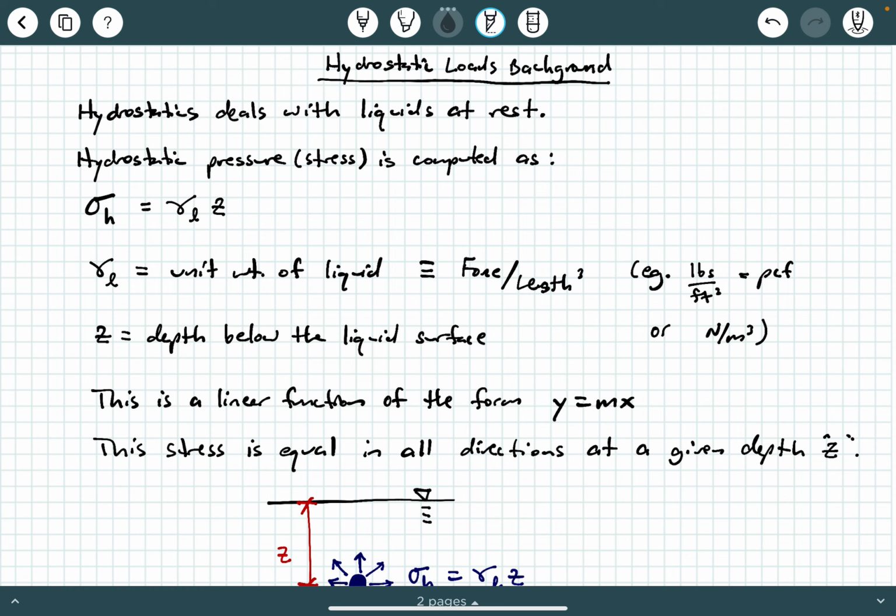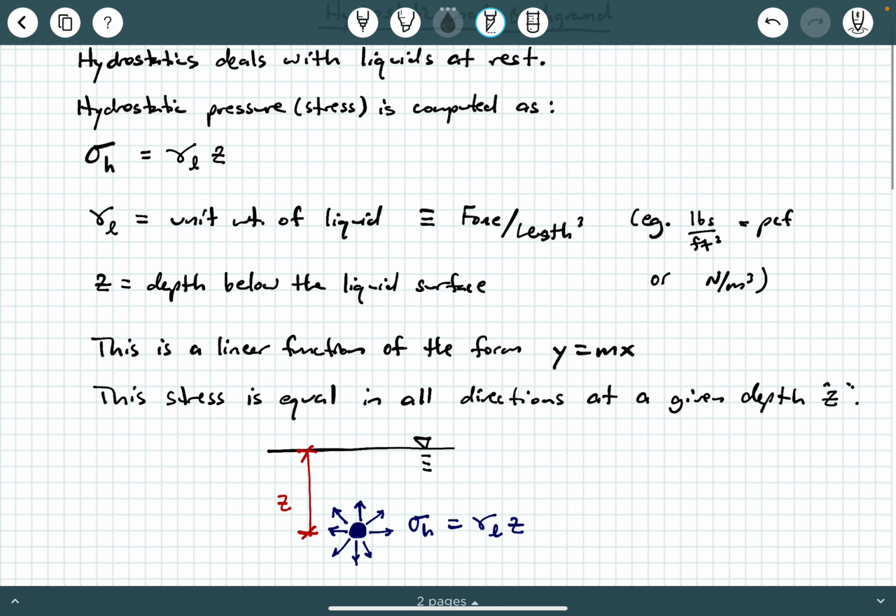Now, it turns out as you go below the liquid surface, a distance z, the stress is equal in all directions at a given depth z. So let's take a look at this figure I have here, okay? Here I have this water table, okay? So this symbol right here, it's a little triangle with 3 lines underneath it. That represents the water level or the water surface in a body of water.